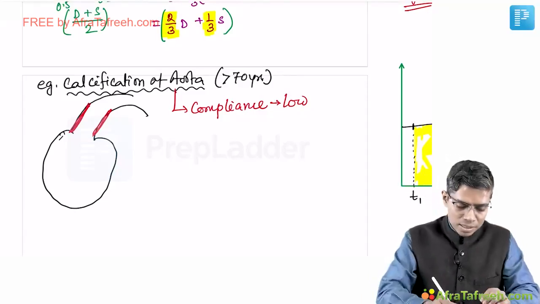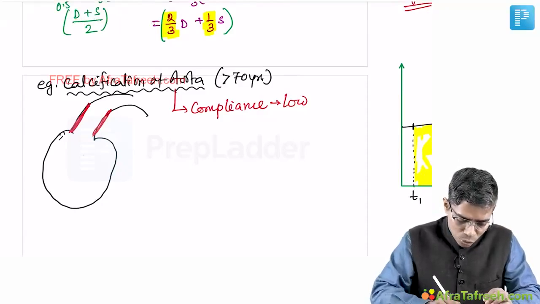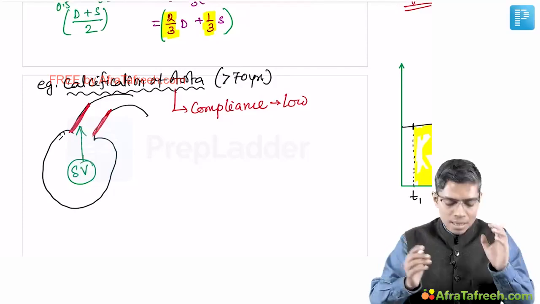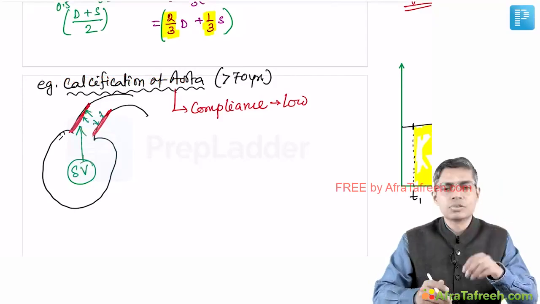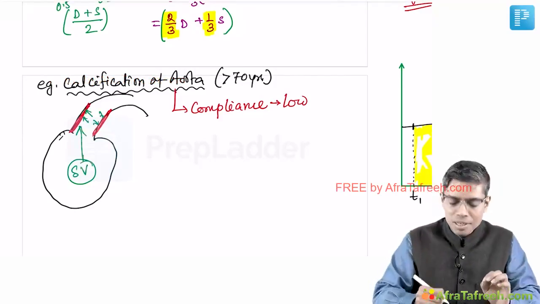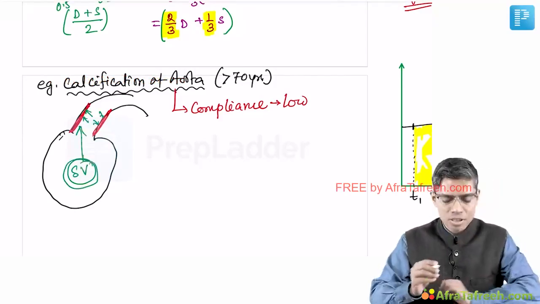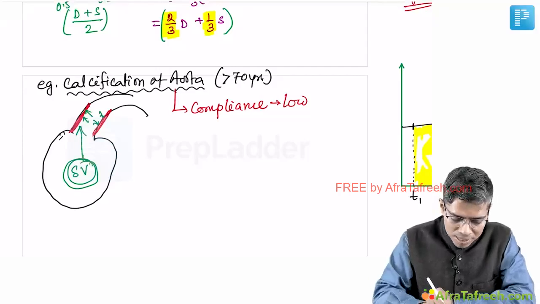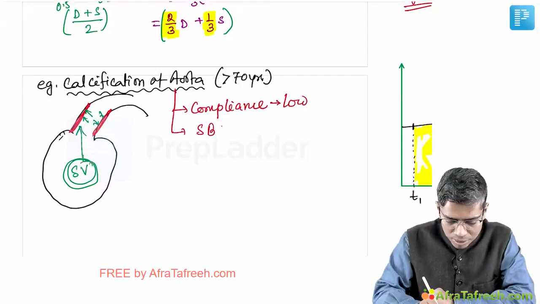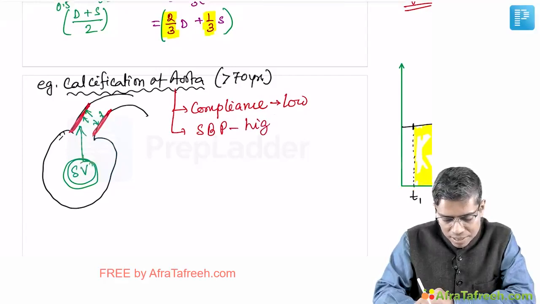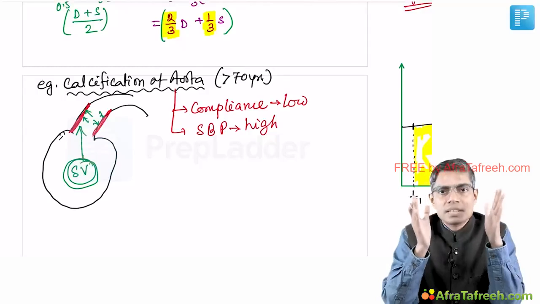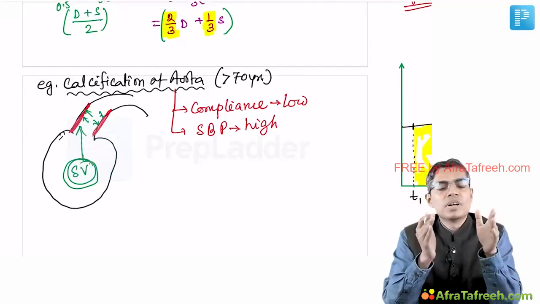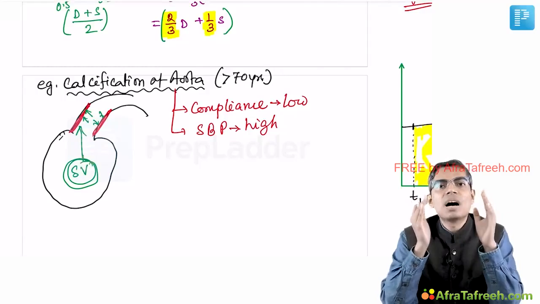Now whenever the compliance is lower, if the stroke volume is ejected in this condition, suppose the stroke volume amount is normal, the same amount of stroke volume is going to exert how much pressure? It is going to exert more pressure. And what blood pressure is that? That is nothing but the systolic blood pressure. So compliance is low means systolic blood pressure will be very, very high in this condition. So whenever there is calcification or stiffness of the blood vessel, remember systolic blood pressure is going to be higher.